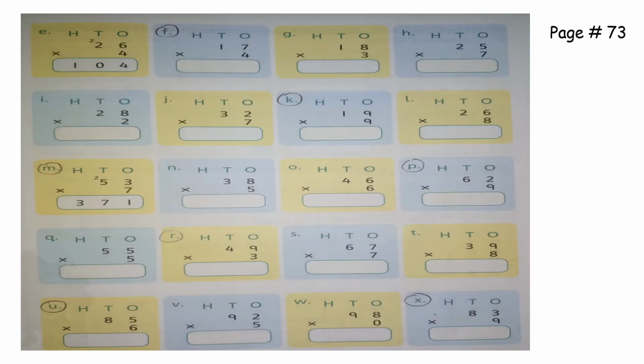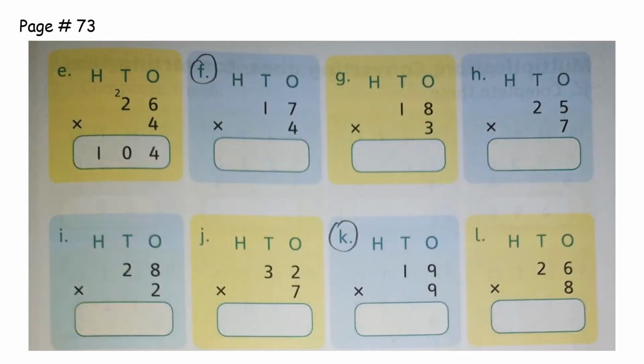Page number 73. Here a lot of questions are given, and I am only going to do the first two lines, and you have to do the rest of the parts by yourself. Okay, so the first one is already done. And the second one is, first you will multiply 4 with 7. 4 sevens are 28. So you are going to write 8 here and 2 will carry.